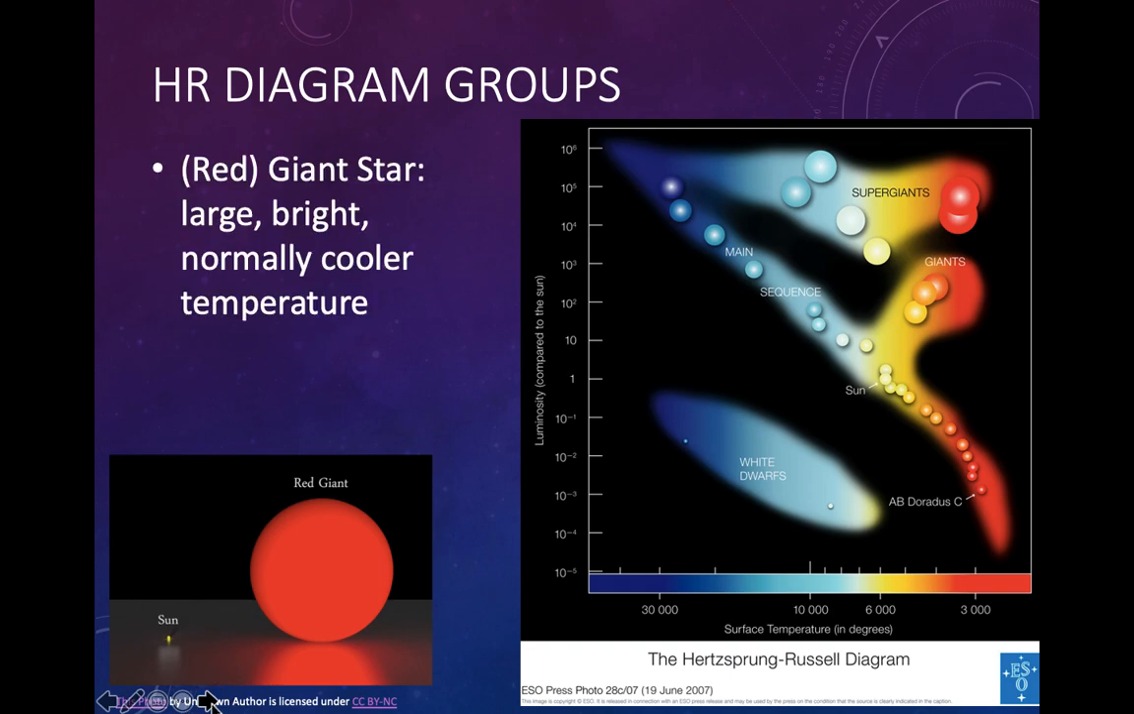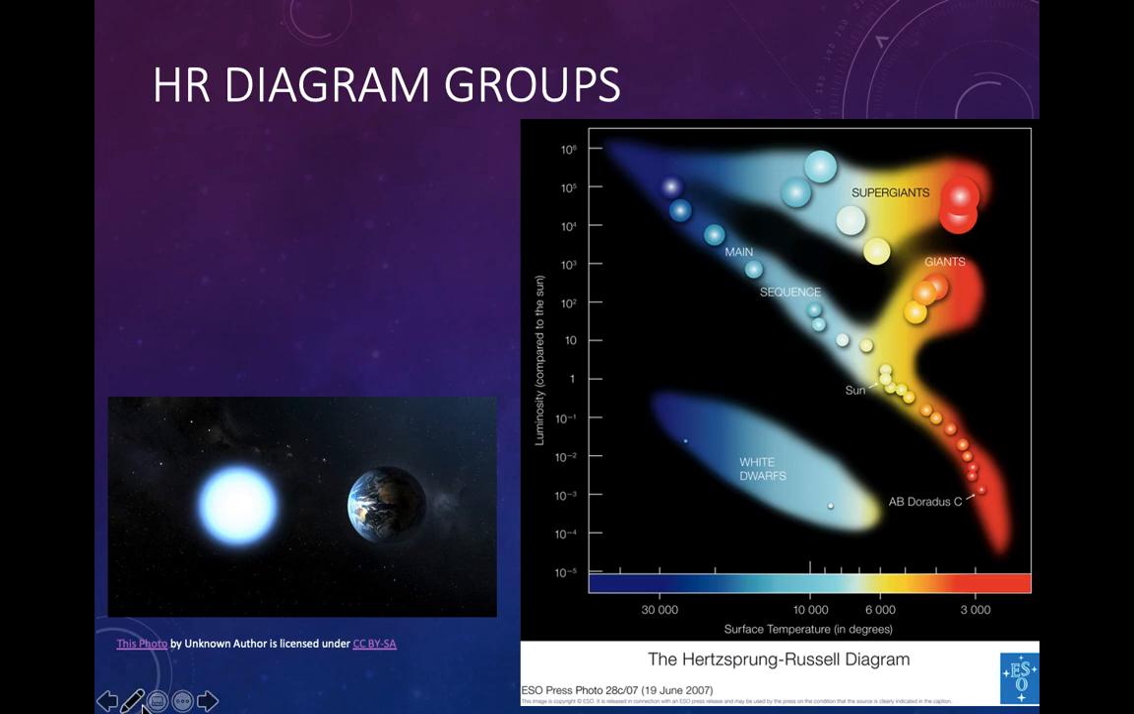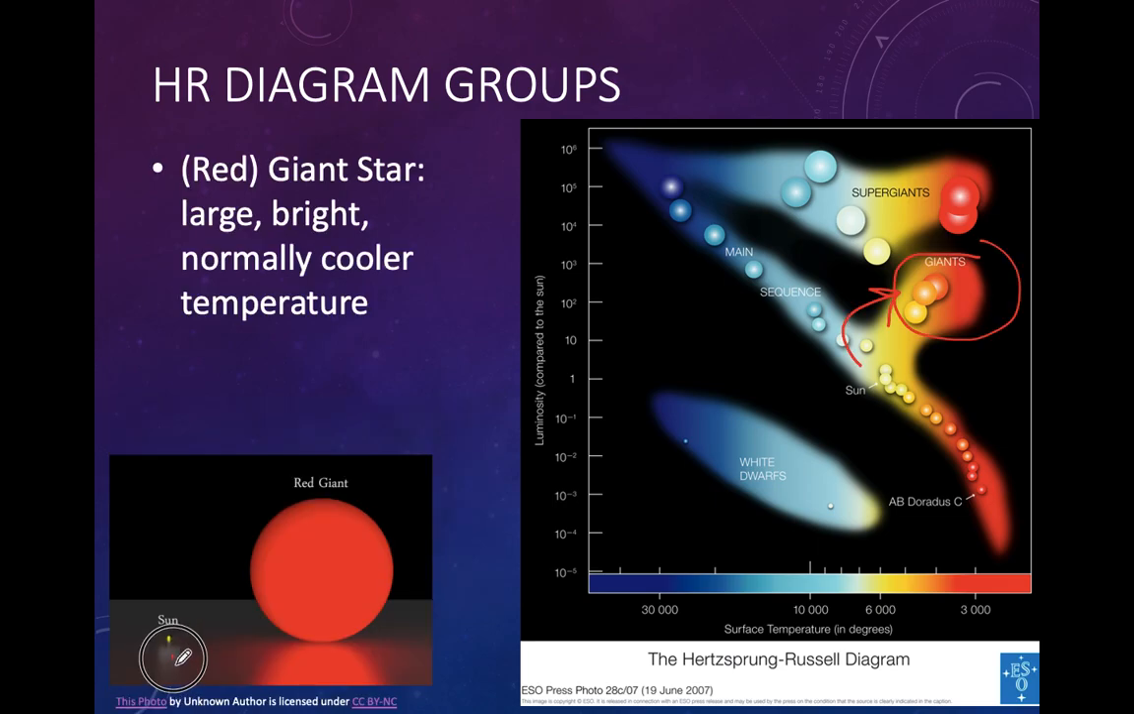Right, next we have the red giant star. That's right here. So the sun, for example, will eventually become a red giant. And it's large, it's bright, it's normally a cooler temperature. Here's how big the sun is compared to how big a red giant is. So a red giant is significantly larger.